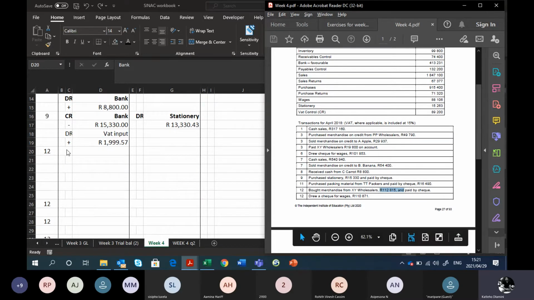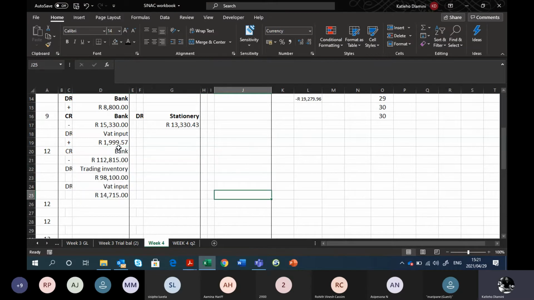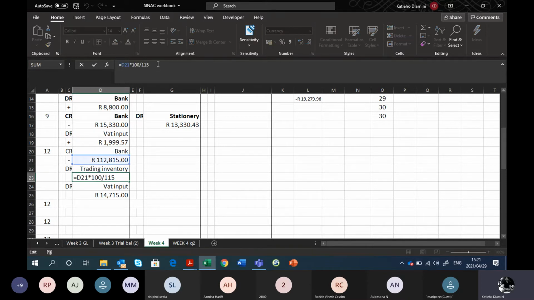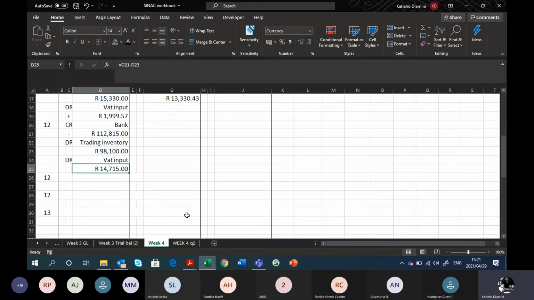Okay, so now I'm just going to show this. They're all going to be your assets, but I'm going to undo the whole thing. So your bank is credited with the 411,815, right? Then you're going to debit your inventory with that exclusive amount. So multiply by 100 divided by 115, you get 98,000. The difference is your VAT, remember? So you're going to debit your VAT input with the difference, which is the VAT amount.